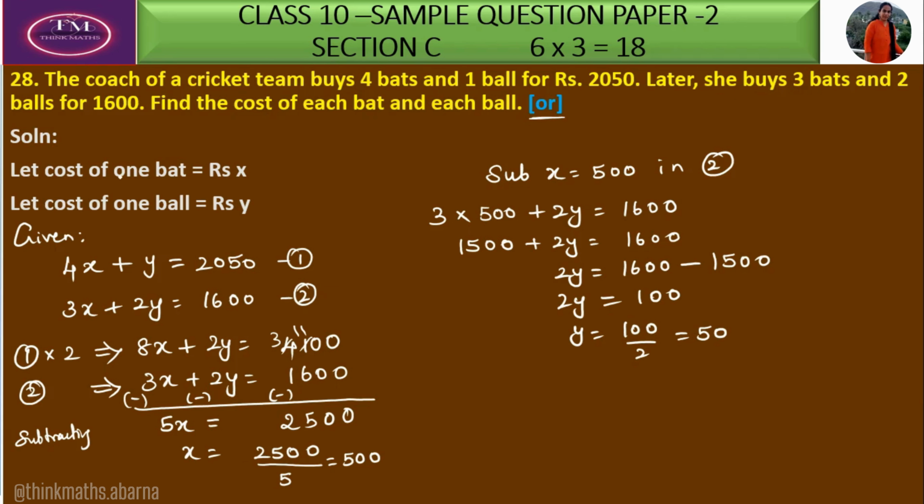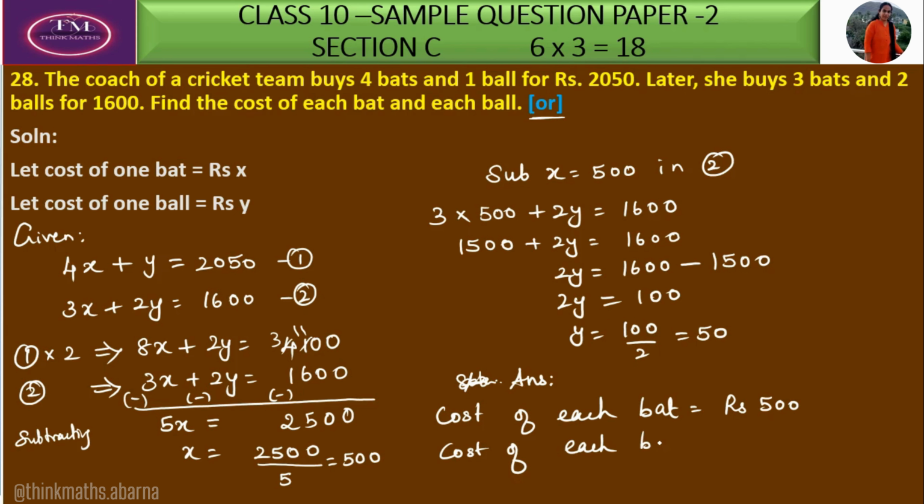So what are x and y? Cost of 1 bat. So write the solution. Let me write it as the answer. So what is the answer? Cost of each bat, or 1 bat, equal to rupees 500. The same way, cost of each ball equal to rupees 50. So this is the solution for this problem.